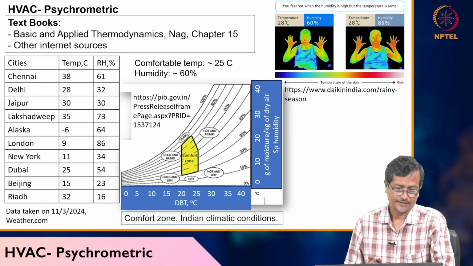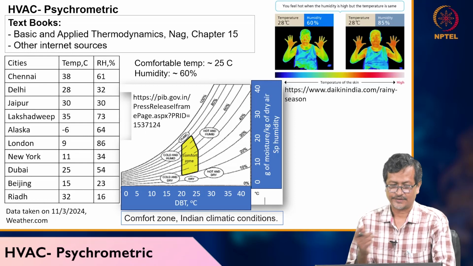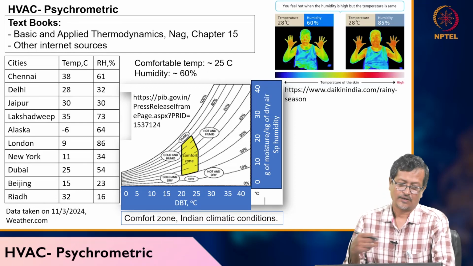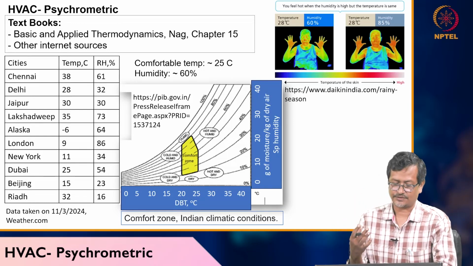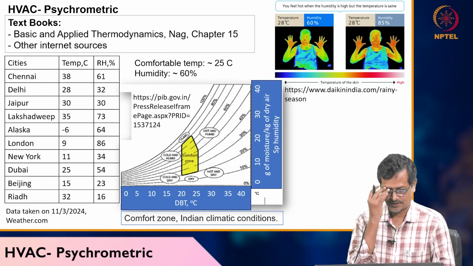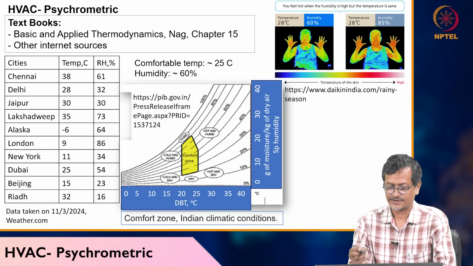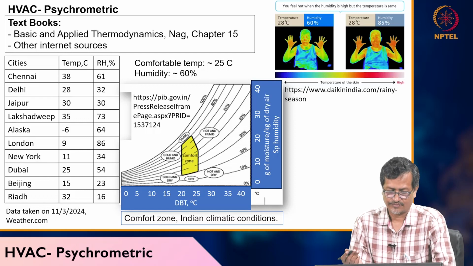Good morning, everybody. Today I'll start HVAC's other part, that is psychrometrics, or the psychrometric chart, and its effect and why it is required for your marine systems. We'll try to discuss it. The content has been taken from Basic and Applied Thermodynamics by P.K. Nag, chapter 15, and something from other internet sources.